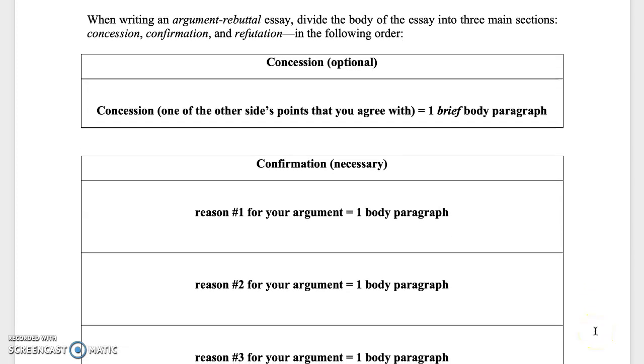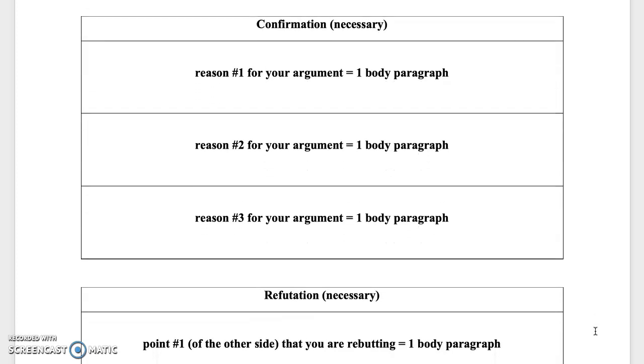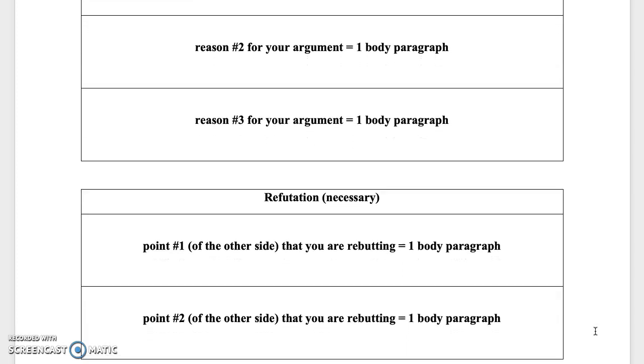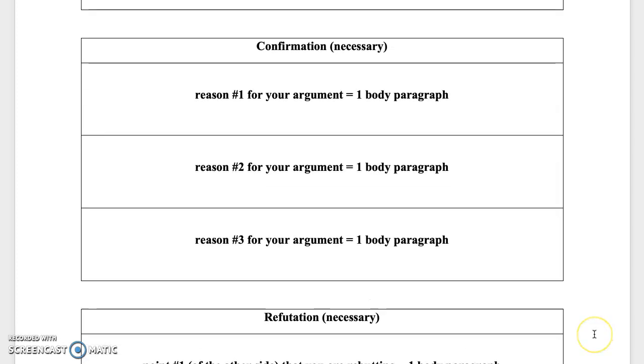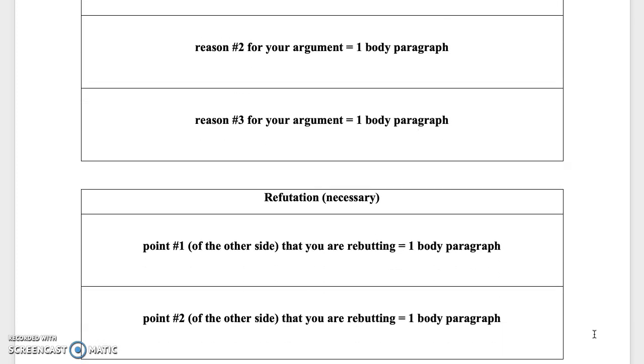So to recap, we've got in the body paragraphs concession, just going to be 1 paragraph and it's optional. Confirmation, the heart of the essay, at least a couple body paragraphs, and of course that's necessary because that's where you're confirming, proving, supporting your thesis. And finally, the refutation, again, at least a couple of body paragraphs, and that is necessary. And that is the order that you want: concession first, then confirmation, then refutation.